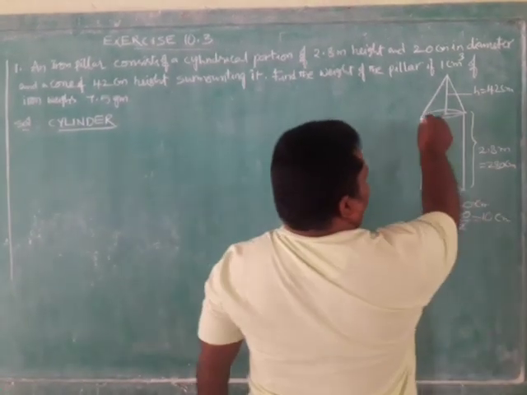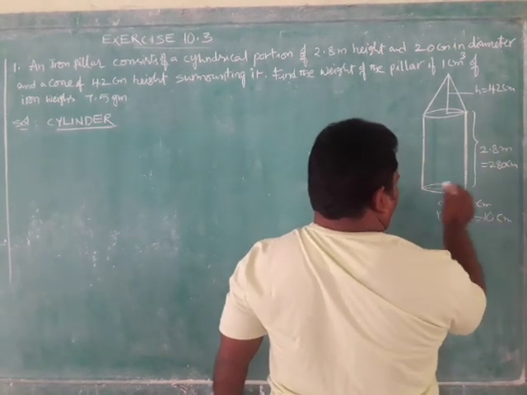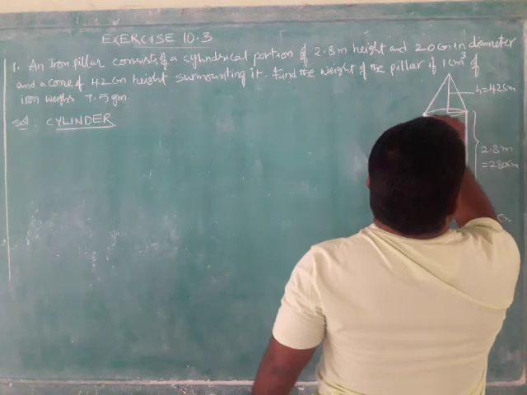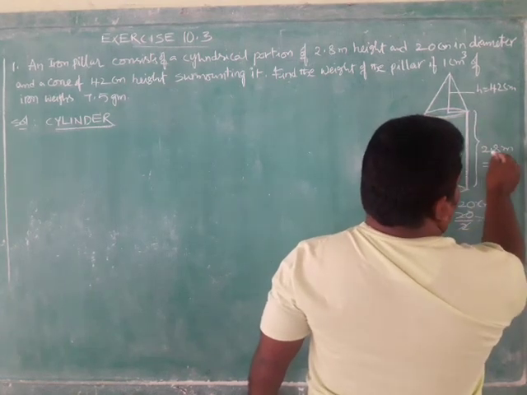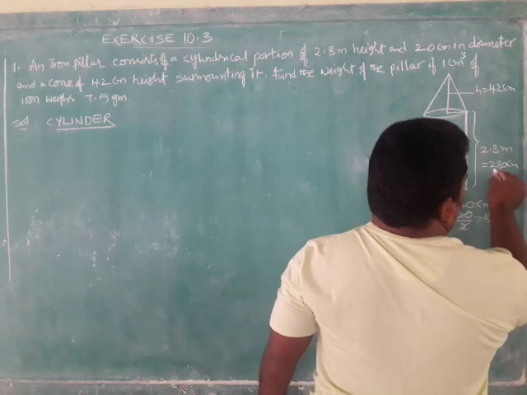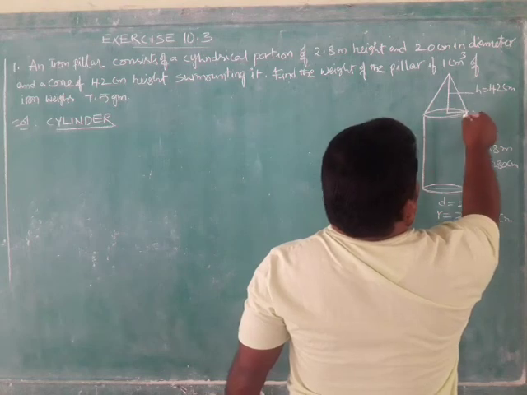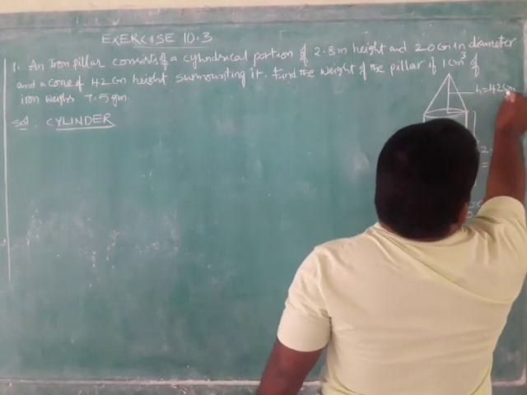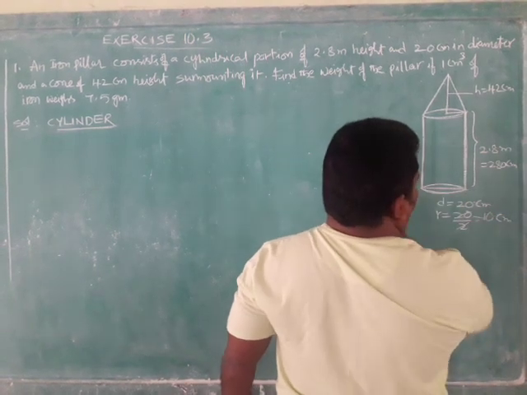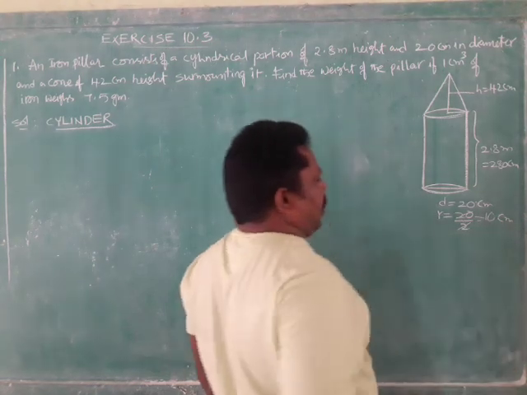Okay, children, see, it is a cylindrical portion of height 2.8 meters. That should be converted into centimeters, that is 280 centimeters height, and a conical portion surmounting on it, whose height is 42 centimeters, and the base diameter of the cylinder is 20 centimeters. Therefore, R is equal to D by 2, which is 10 centimeters.